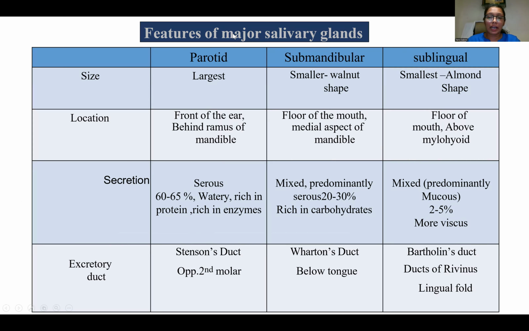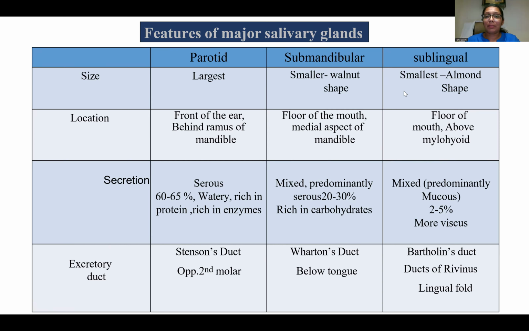Coming to the parotid gland, it is largest. It is going to be present in front of the ear, behind the ramus of the mandible, and has serous secretions. 60 to 65% they are watery, rich in proteins and enzymes. And the excretory duct of this parotid gland is the Stenson's duct that opens opposite to the maxillary second molar.